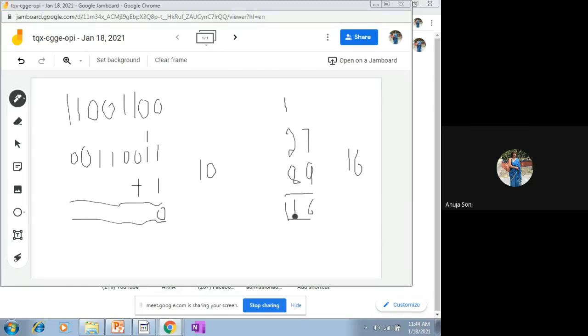In a similar manner we are doing here. Like 1 and 1, 2, and 2 in binary is written as 1 0, and this 0 will be placed here, and 1 will go on top of the next digit. Again we do the addition, 1 and 1 again 2, this 0 will be written here, and 1 will go on top of the next digit. And 1 and 0 simply will be 1. So ultimately this is the value of the 2's complement.